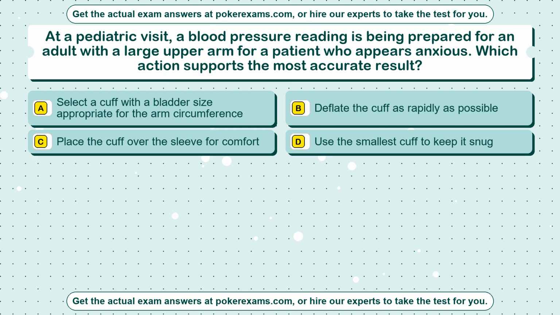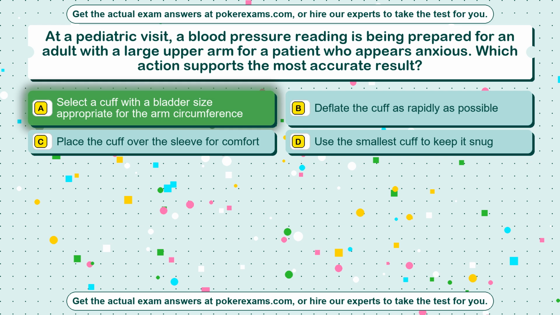Question 80. At a pediatric visit, a blood pressure reading is being prepared for an adult with a large upper arm for a patient who appears anxious. Which action supports the most accurate result? Option A. Select a cuff with a bladder size appropriate for the arm circumference. Option B. Deflate the cuff as rapidly as possible. Option C. Place the cuff over the sleeve for comfort. Option D. Use the smallest cuff to keep it snug.